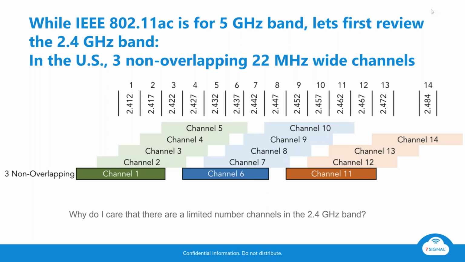So for 2.4, as we see here on the chart, there are 11 channels available, but of course those channels overlap. So in fact, we only have 3 non-overlapping channels, 1, 6, and 11, and that's a real issue whenever you're trying to place access points in an environment and not have those channels coverage areas overlapping. And I think our next slide illustrates that point.